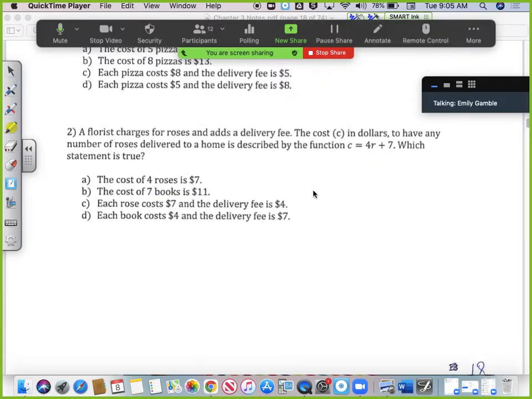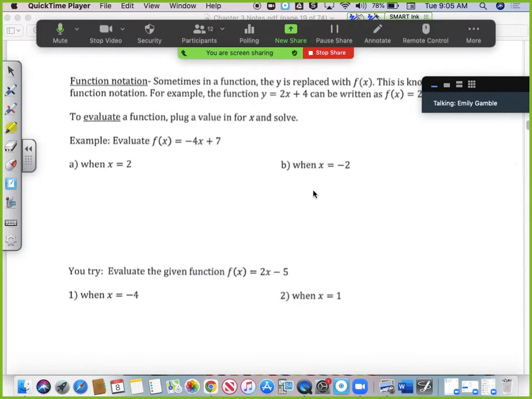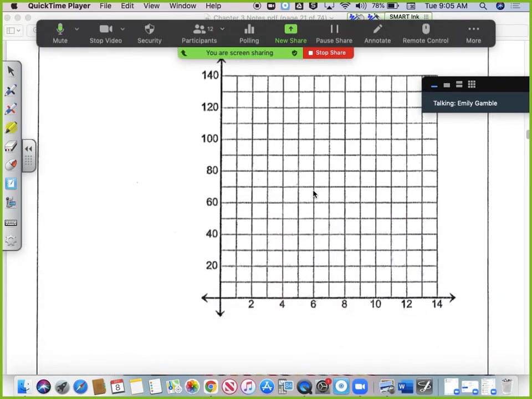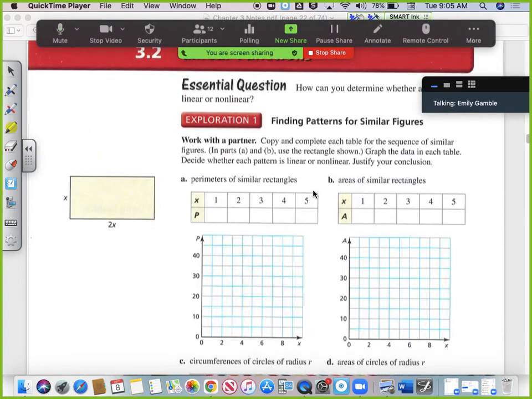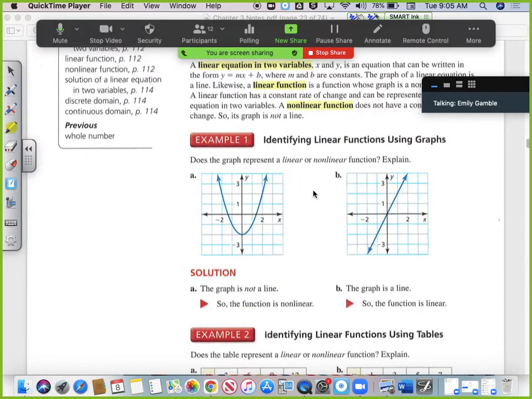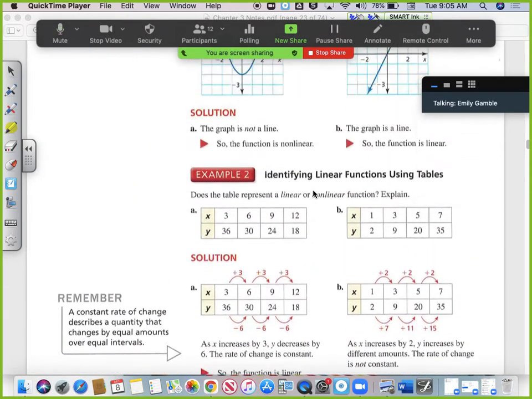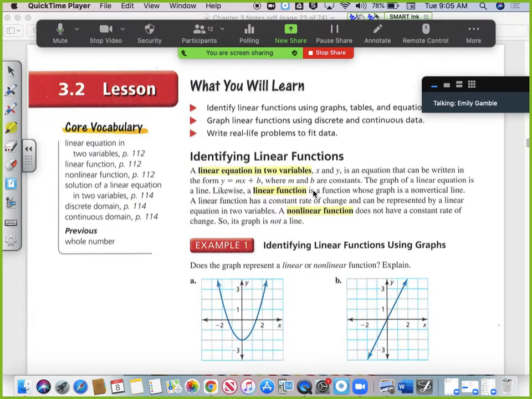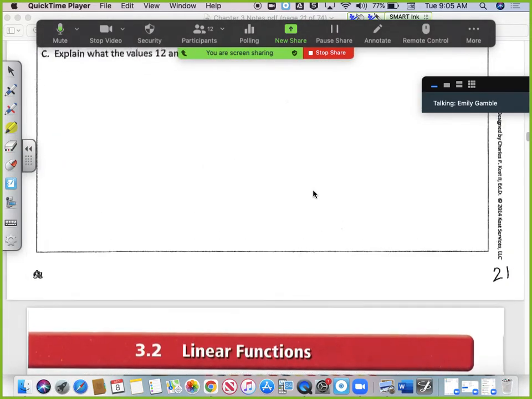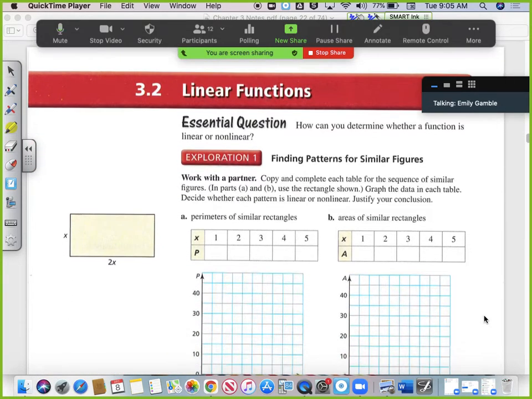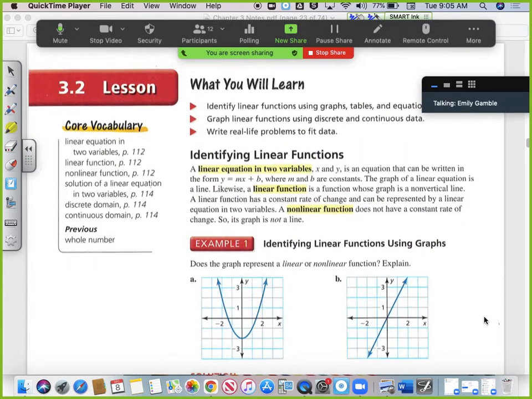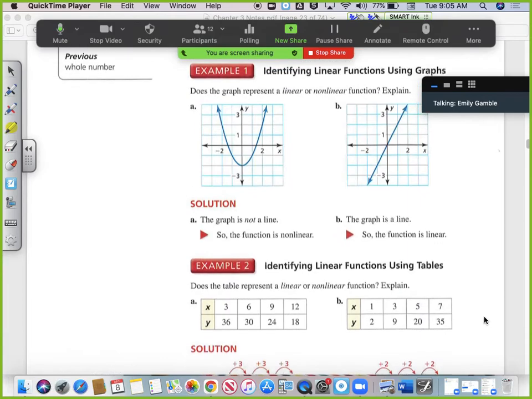Okay, and then the very last thing for today is skipping this page. So skip over page 19 for now. Skip 20, skip 21. Please go to page 112. It's after these pages with the constructed response. So after page 21, then it says 3-2 linear functions, and that's page 111. I want you to go to this page here. This page says page 112.